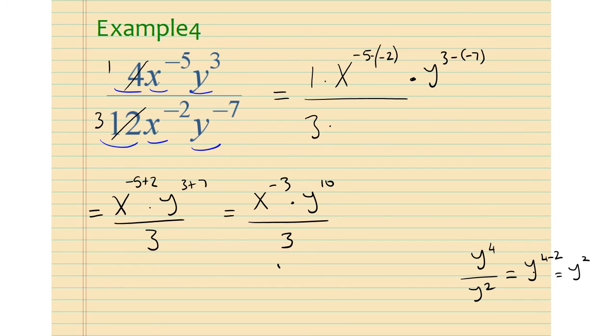Now, it looks like we are done working with the expressions, but we don't want to leave a negative exponent, so we are going to take the reciprocal of that part only. Here we have the negative exponent, so we will rewrite this as y to the 10th power over 3x to the 3rd power. As you can see, x to the negative 3 just moved to the denominator and we got rid of the negative.